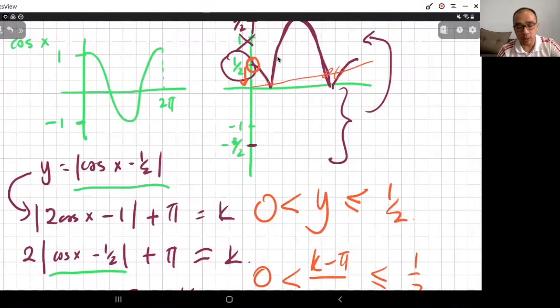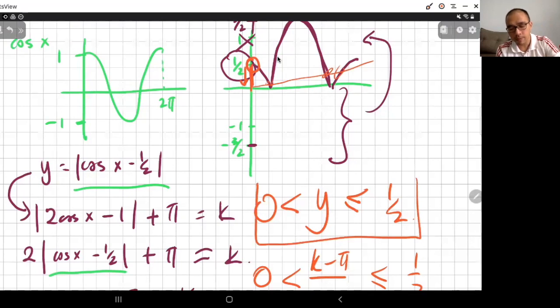The y value must be between 0 to half. That one I know for sure, because if the y is more than half, then you will get the weird one. You won't get 4 solutions. You only get 3 solutions. So this I know is correct.